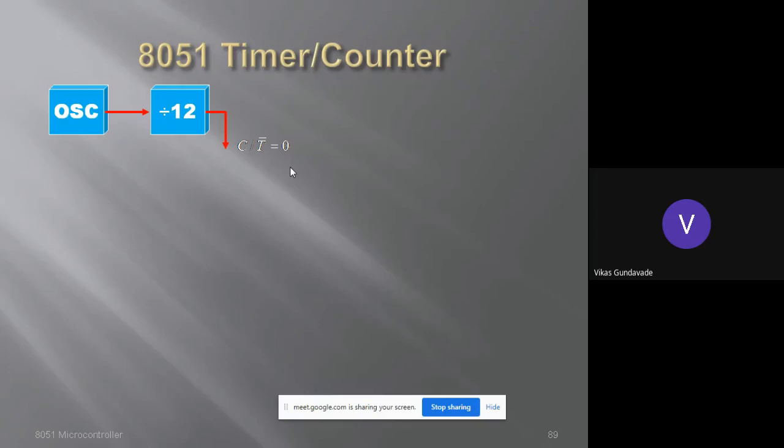That is done by C/T bar. So what is C/T bar? What is gate? We will see afterwards. But just keep in mind that the internal oscillator frequency first gets divided by 12, and the actual time is calculated for the timer. Now, why is it divided by 12? Because an instruction cycle requires 12 clock pulses to execute a complete instruction. So if you want a single clock pulse, it is obtained by dividing the oscillator frequency by 12.